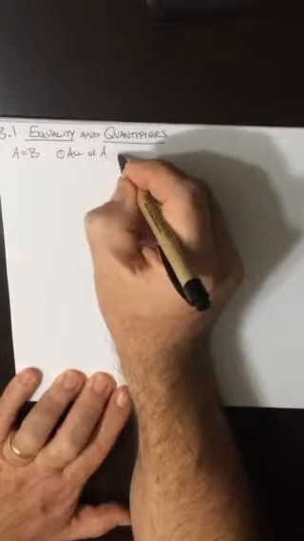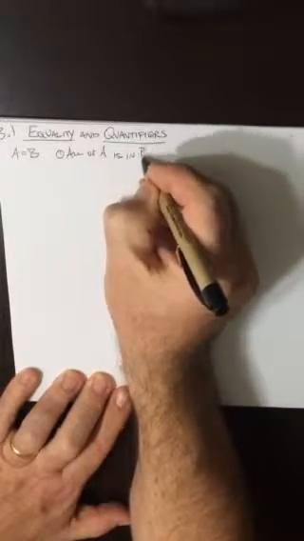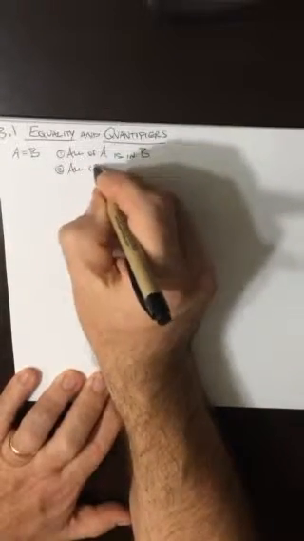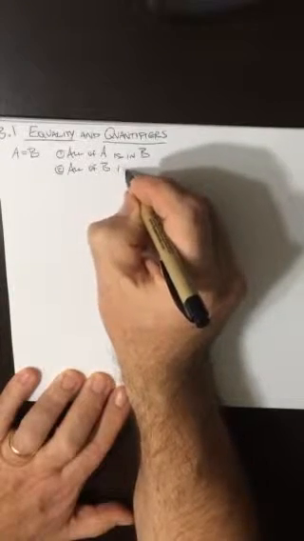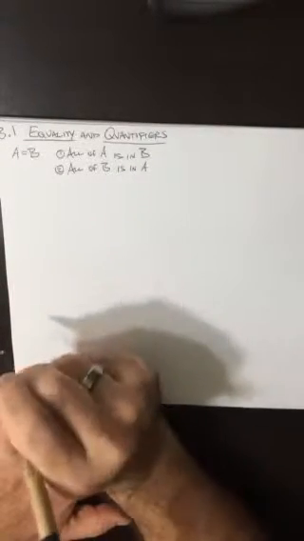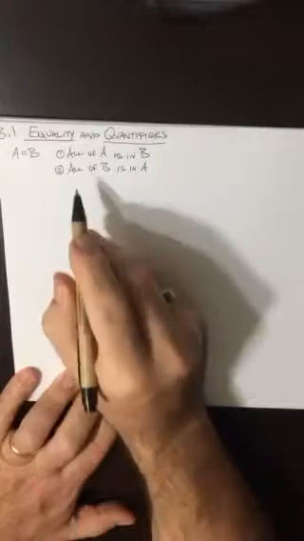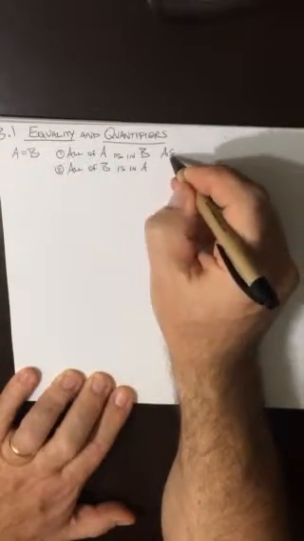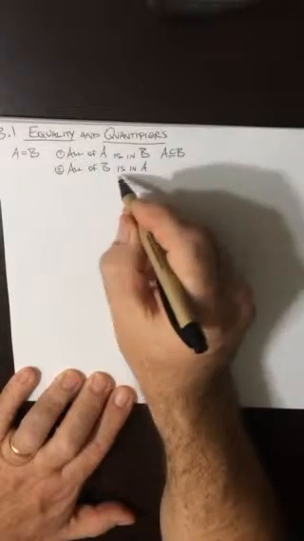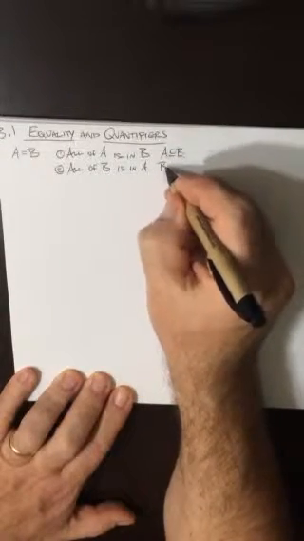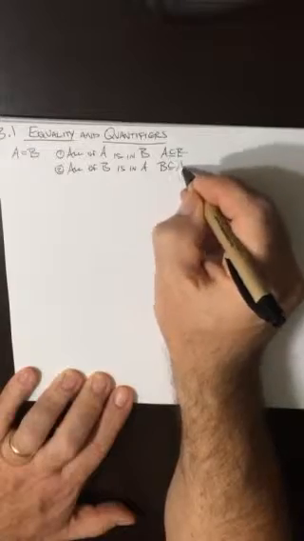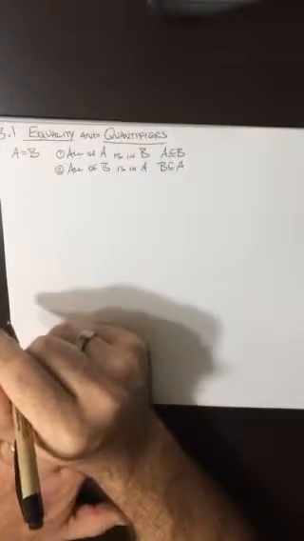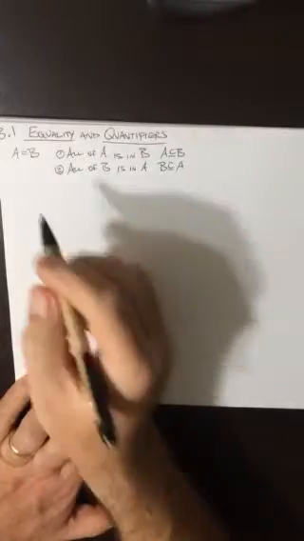all of A is in B, right? And also all of B is in A. Okay, well, if all of A is in B, then we say that A is a subset of B. And if all of B is in A, then we say that B is a subset of A. And that's exactly the definition that we use to say that two sets are equal.